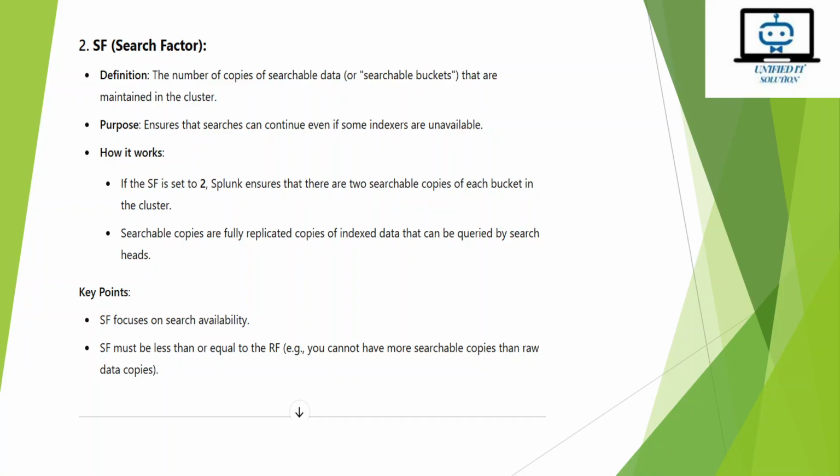So the relation between search factor and replication factor is that search factor can be less than or equal to the replication factor, because search factor cannot be more than that. Whatever is available is the only thing that can be searched; more than that is not available. So if you have a replication factor of 3, meaning 3 copies of data, the search factor can be 3, 2 or 1. It cannot be more than 3.